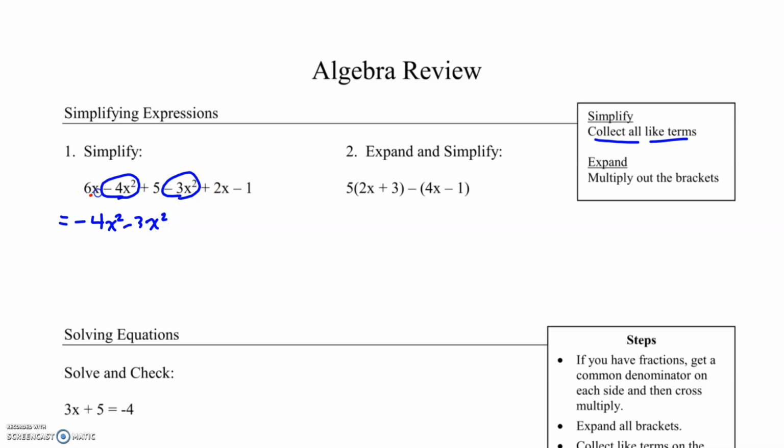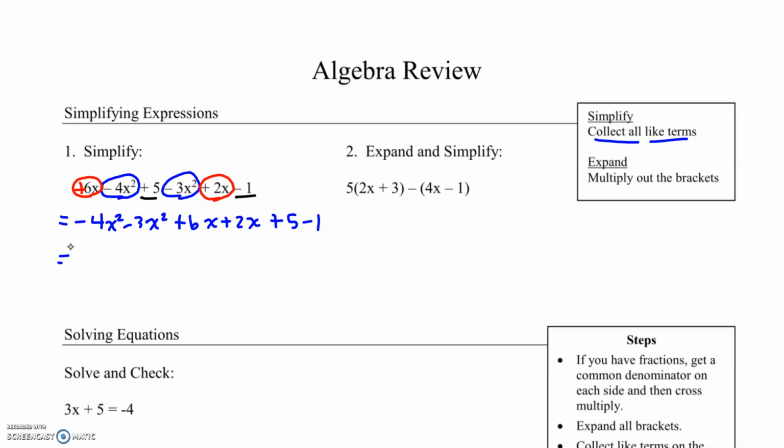Okay, and now look at my x's. I have 6x and I have positive 2x. Now 6x doesn't have a sign in front. If nothing's there, we know it's a positive. So I'm going to write those down next to each other. Positive 6x plus 2x. And then I have my constants. Constants, remember, is a number by itself, so 5 and -1. So we have positive 5 and -1.